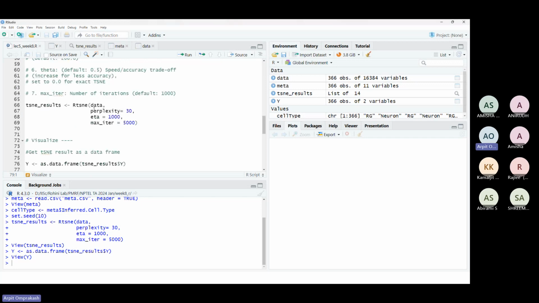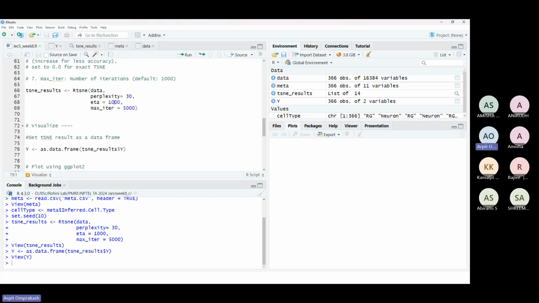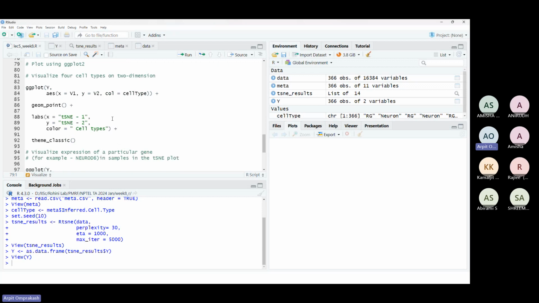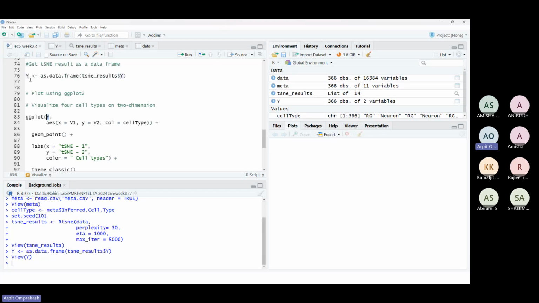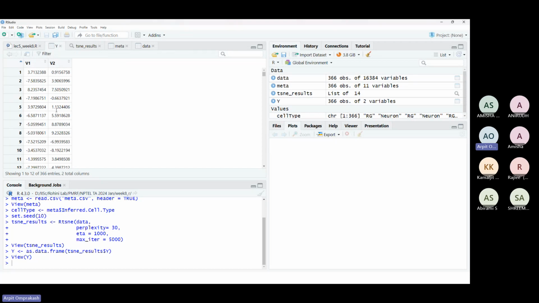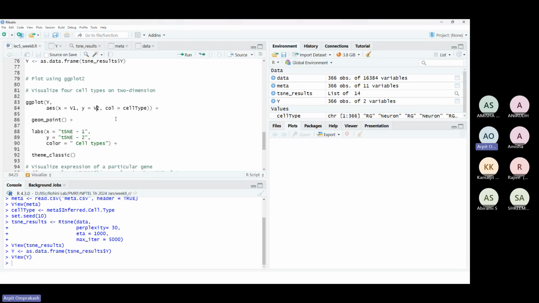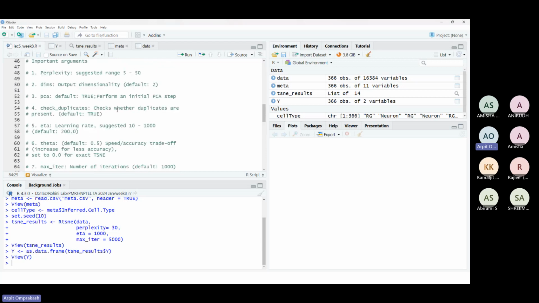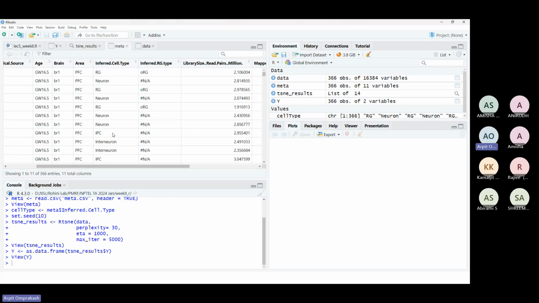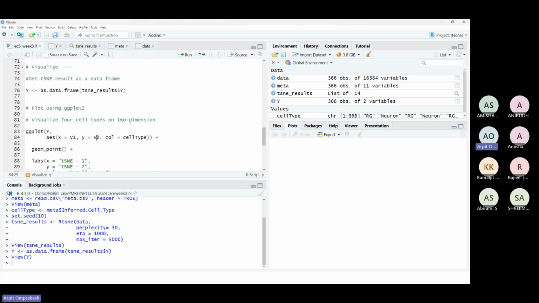Since we didn't provide a dim here, by default it projects our data to 2 dimensions. Okay, so now we want to visualize these. We'll be using ggplot to plot it. So in ggplot, y is the data set. In aesthetics, x is V1, y is V2. Color is basically what color we want it to be, and we want it according to the cell type, the inferred cell type. So we want to color it according to the cell type.